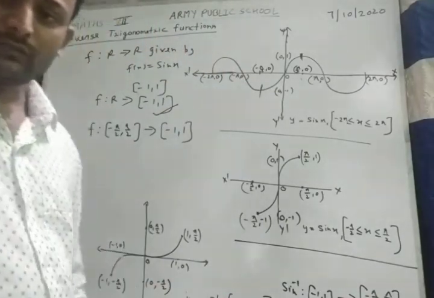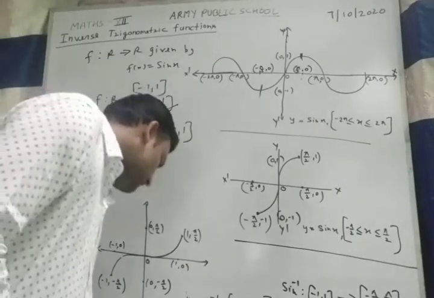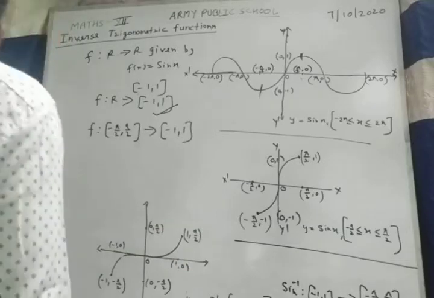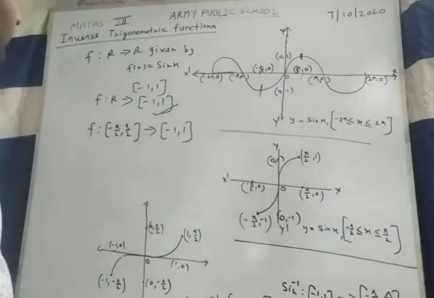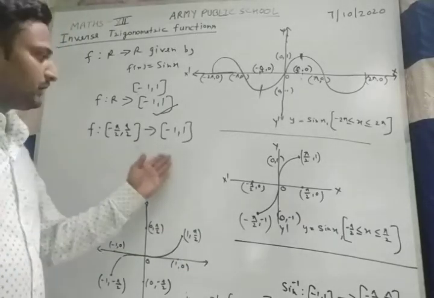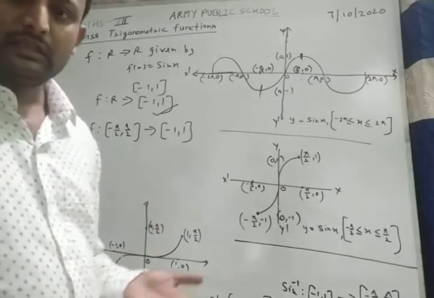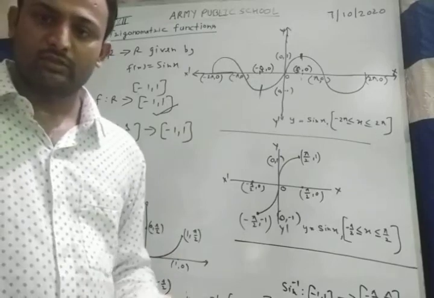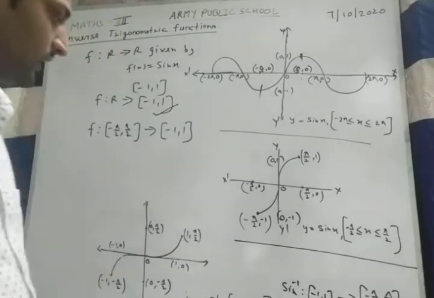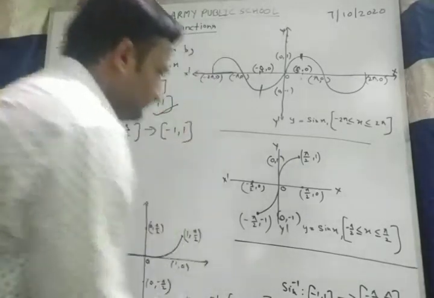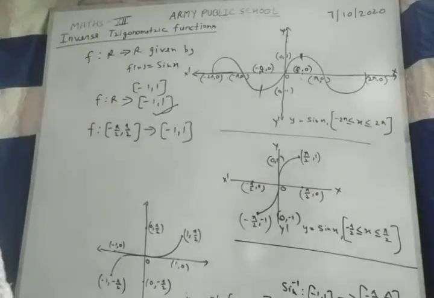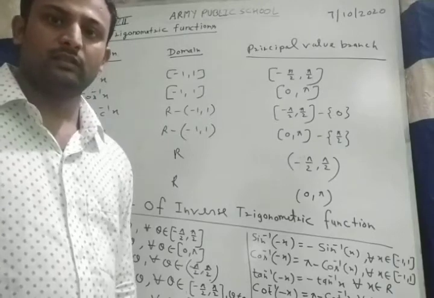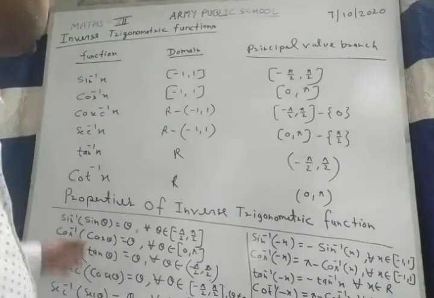In the same way, we can find the principal value branch of cos inverse x, tan inverse x, cot inverse x, sec inverse x, cosec inverse x. Now we will see the principal value branches of the different inverse trigonometric functions.